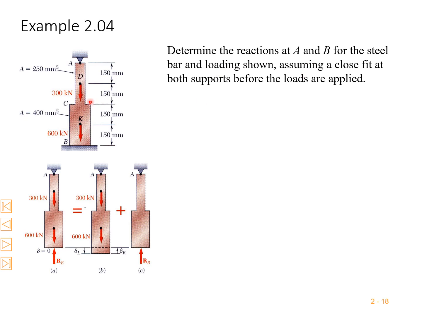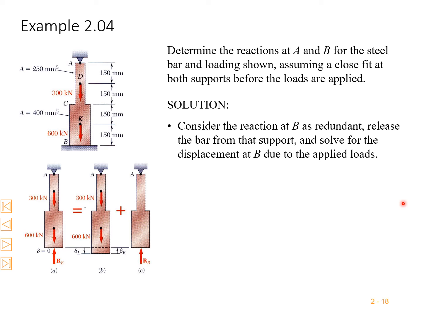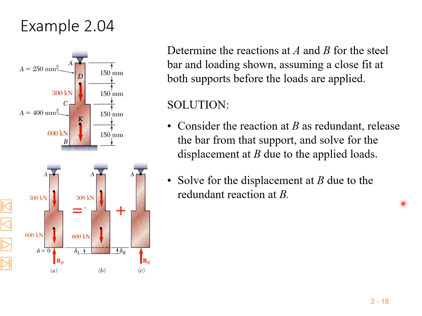Determine the reactions at A and B for the steel bar loading, assuming a close fit at both supports before the loads are applied. Consider the reaction at B as redundant. Release the bar at that support. Solve for the displacement at B due to applied loads. Because of these applied loads, 300, 600, we will find out the displacement here. So we know PL by AE, this PL by AE, so we can find out this displacement.